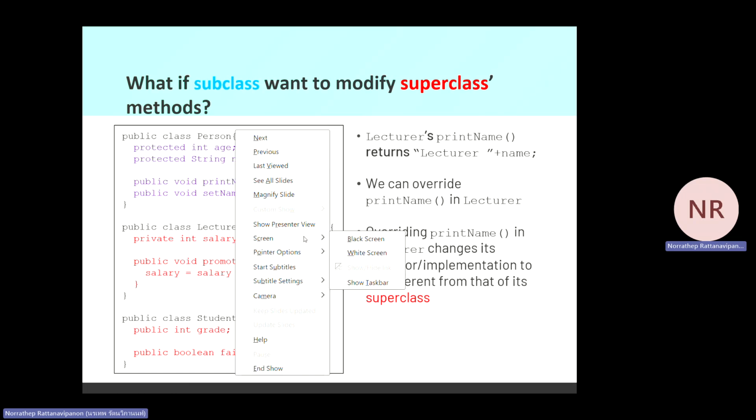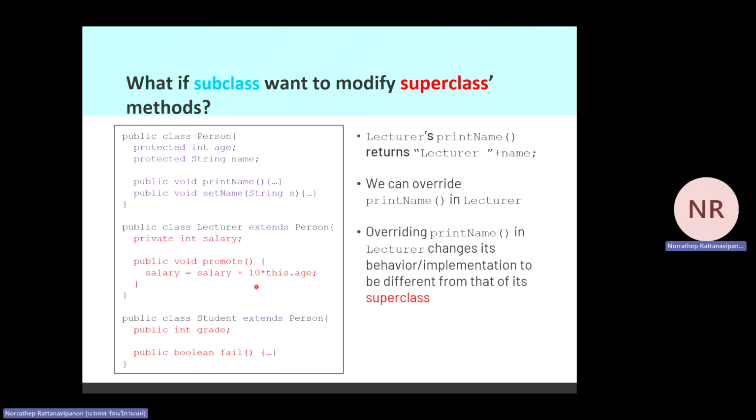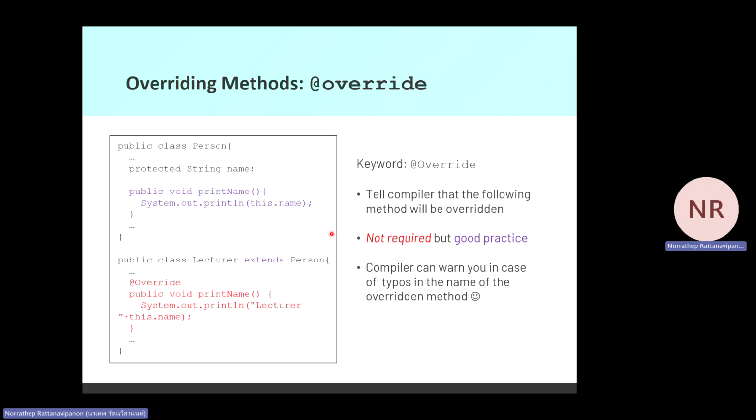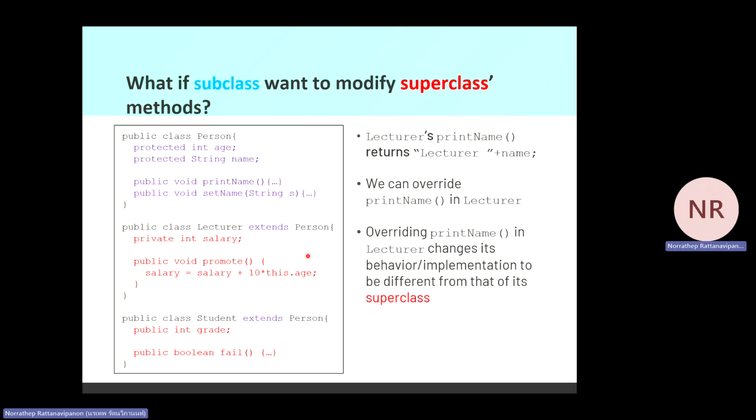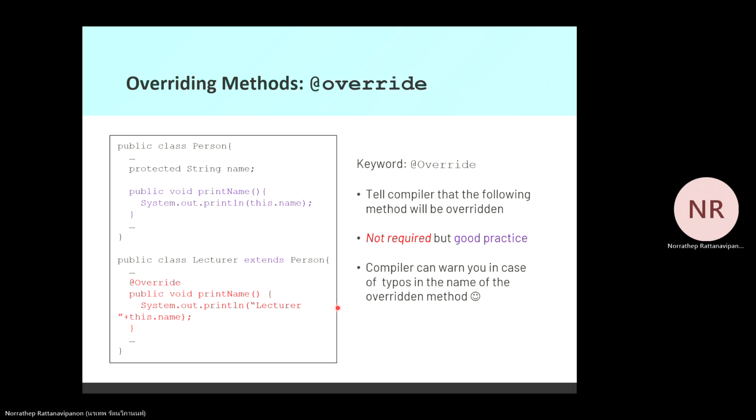And we also see that if the subclass wants to change the behavior of the superclass method, what you can do is override the superclass method using the keyword override here, right? Add override, and then the subclass can simply re-implement the superclass method.